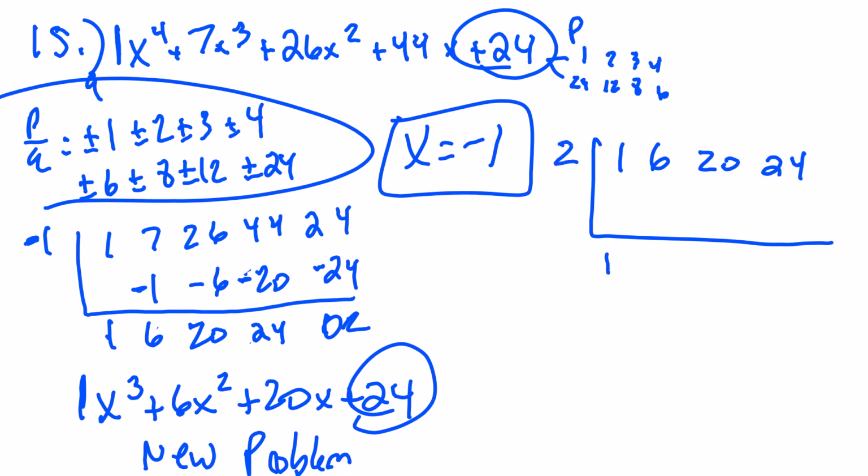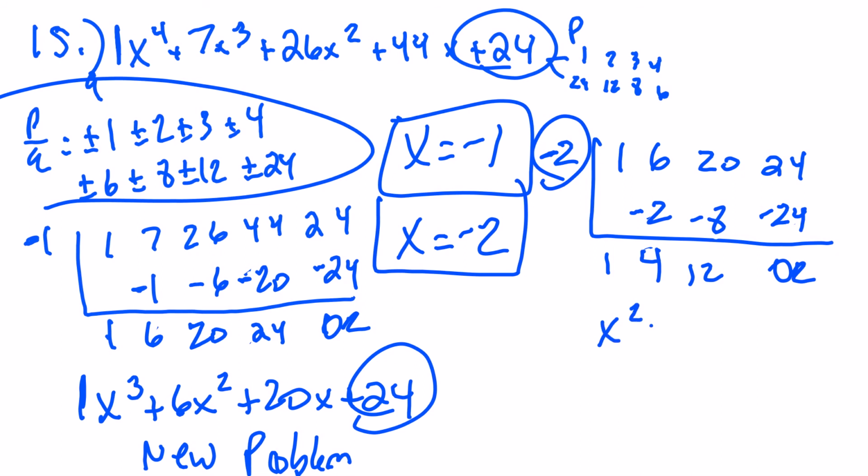I drop down the 2. 2 times 1 is 2. 6 plus 2 is 8. 8 times 2 is 16. 36. 72. 2 doesn't work. So now I'm going to try negative 2. Negative 2 times 1 is negative 2. I get positive 4. Negative 8 gives me positive 12. Gives me negative 24. No remainder. That means negative 2 is an answer.